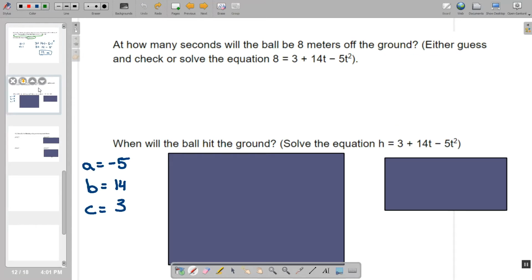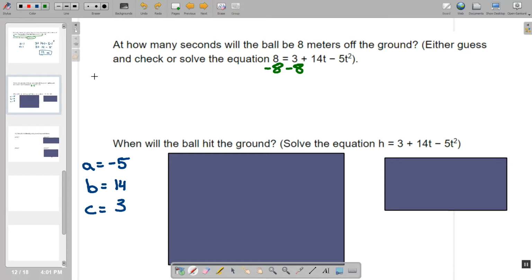Then we get to the hardest question. We'll ask, like, how high will the ball be after a certain number of meters or feet or something? So you could guess and check that because the answer could be a whole number, but it's going to be so much faster to just simply substitute the 8 in for your last or your equal to, and then solve the equation. So that means we're going to have to subtract 8 from both sides.